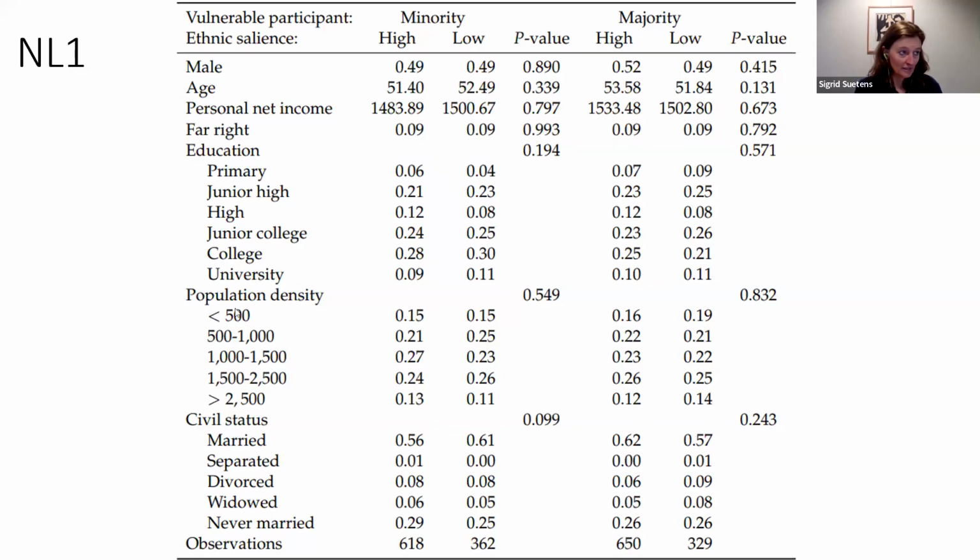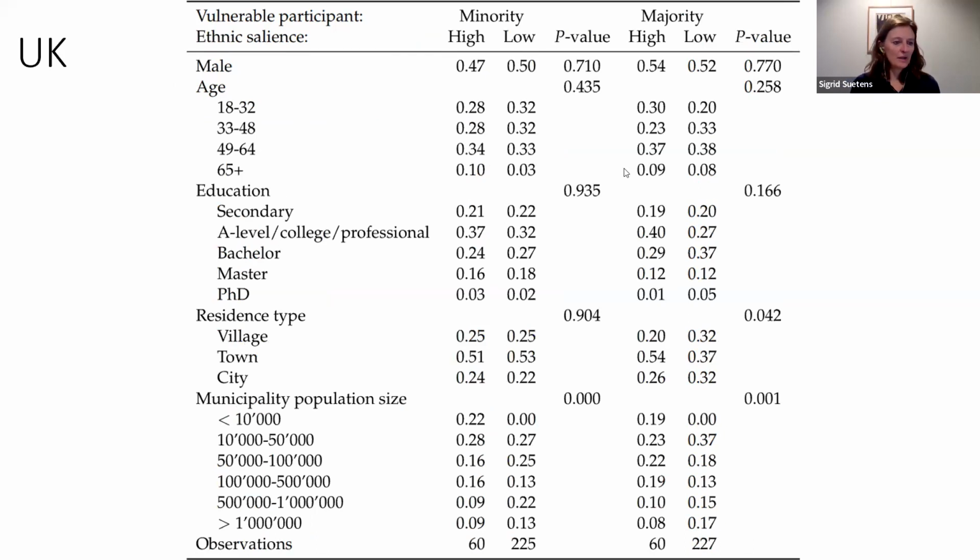So those are characteristics of the decision makers. They're the percentage of male, age distribution, personal income, whether they are willing to vote for the far right, education, and so on. It is all very, very similar in the high and low ethnic salience waves. Then for the UK, we have a similar conclusion, basically.